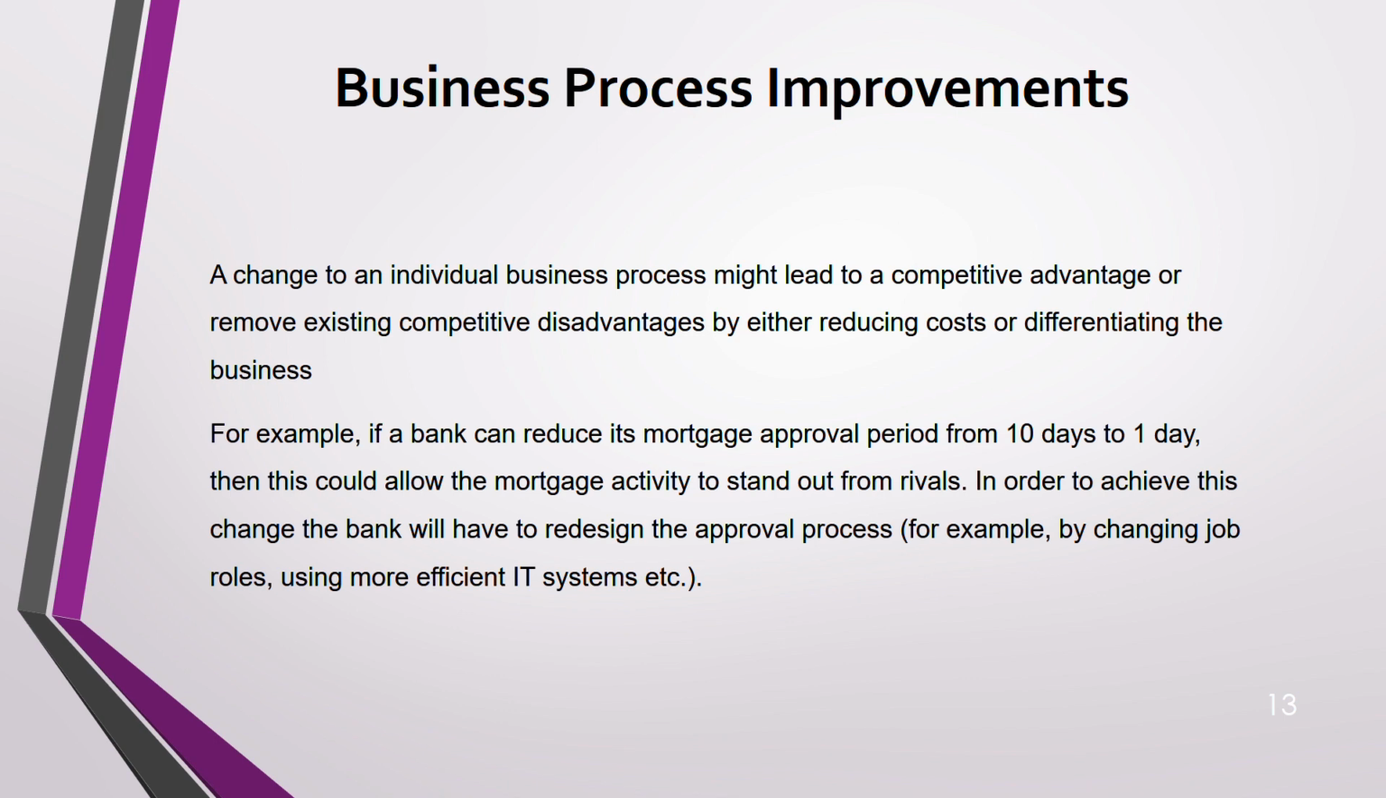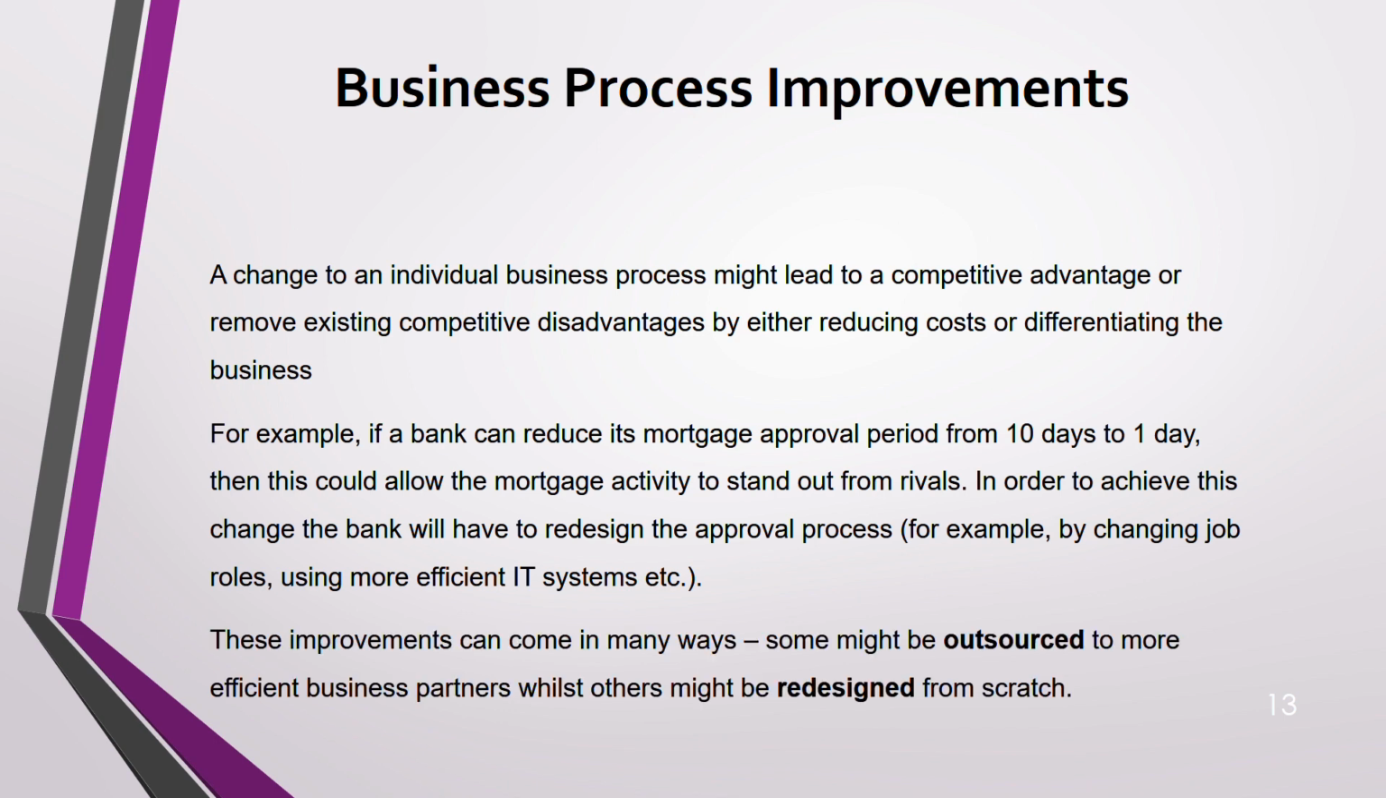Right? But in order to achieve this change from 10 days to 1 day, what should they do? Bank should go and redesign their approval process, how they are approving that. Remember, they are taking time in the approval process. It is taking 10 days. They want to reduce it to 1 day. So they have to go and redesign their approval process. How? By changing job roles, by using more efficient IT system, right? Now, these improvements can come in many ways. Remember, one could be either you are outsourcing some of the process to outsiders who are more expert in this, or you are redesigning it yourself from scratch.